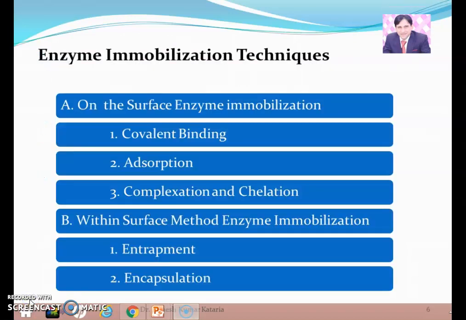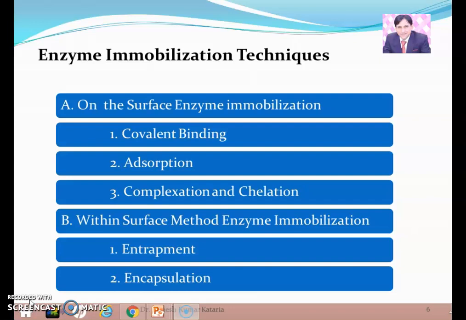So there are two major enzyme immobilization techniques. As we earlier discussed in the previous slide, either enzyme can be immobilized on the surface or in the surface. So there are two major categories. Number one, on the surface enzyme immobilization, and number two, within surface enzyme immobilization.